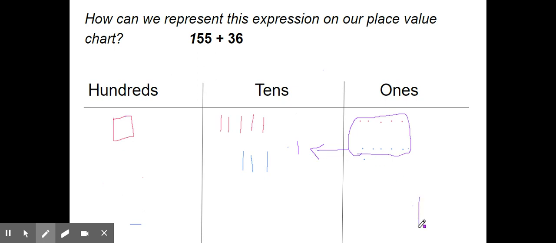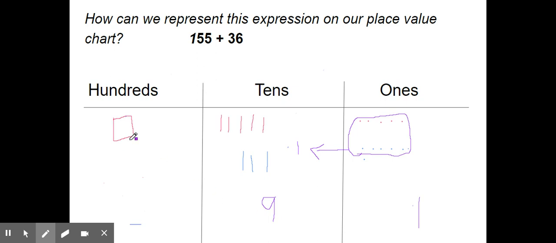Now let's move on to my tens. Let's count the tens. 1, 2, 3, 4, 5, 6, 7, 8, 9. Do I have to bundle anything? No, I don't. I only have 9 tens. We have to bundle when there are 10 or more. Now we can go to the hundreds.